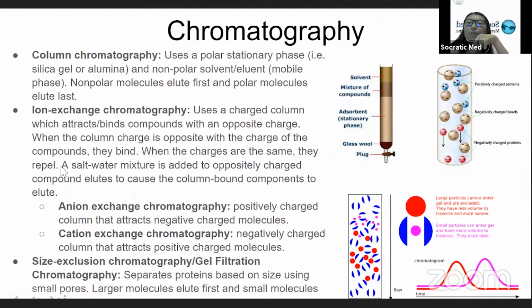And a salt water mixture is also used in the cases where there is an opposite charge, to cause the column-bound components to elute, so for everything to come out. And so when you're separating a positive charge and negative charge, for example, the one that is the same charge as the column would most likely be the first thing that comes out. So here's a diagram of one type of ion exchange chromatography, but the similar charge to what's in the column is the one that's probably going to be eluted out first.